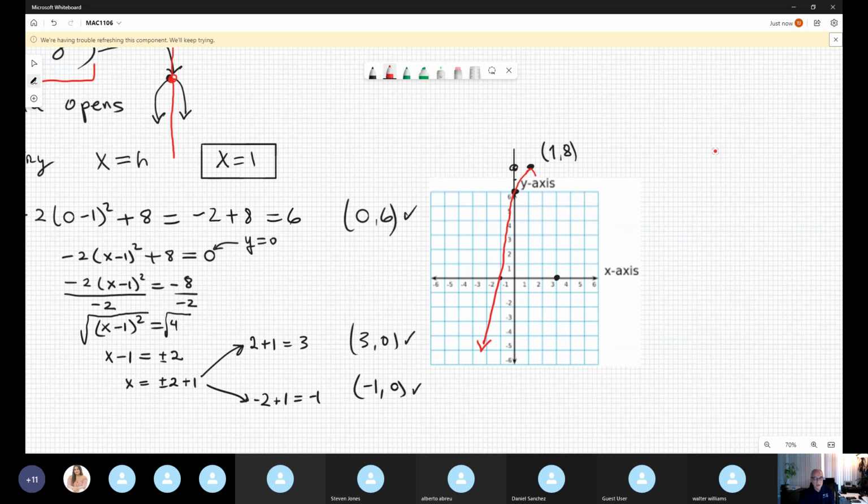I can use the idea of the axis of symmetry. What is the axis of symmetry? This line. Let me use green color. The axis of symmetry is a vertical line passing through the vertex, and x equals 1.